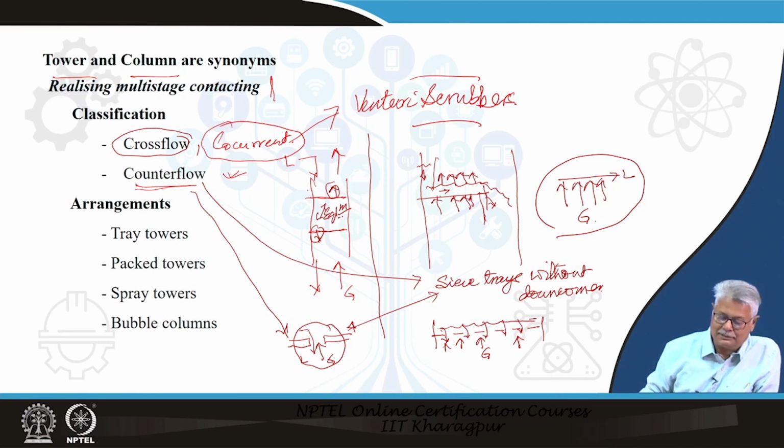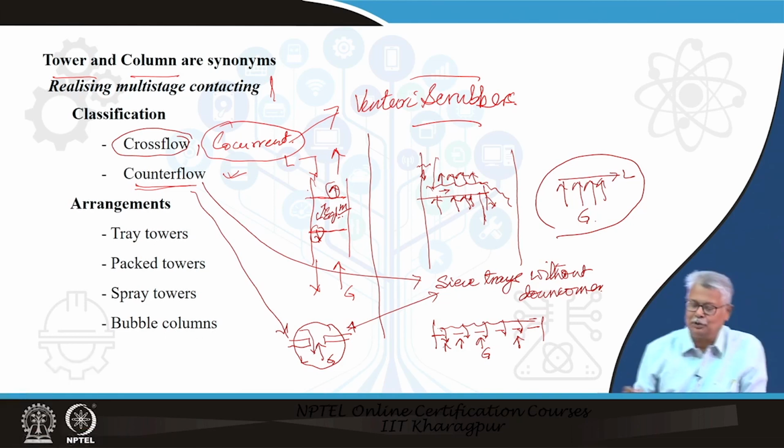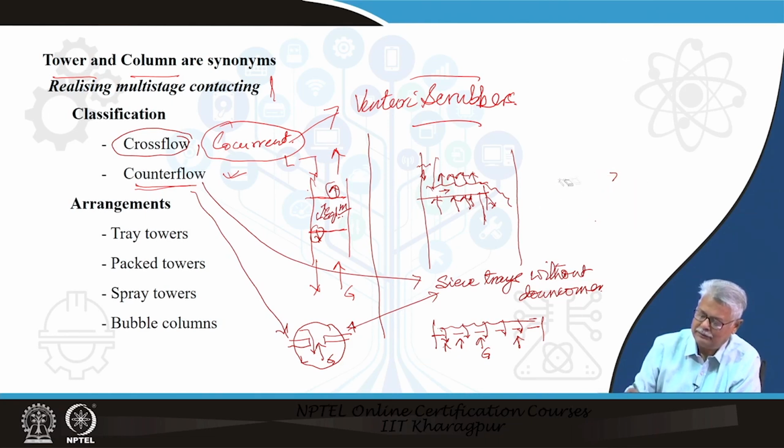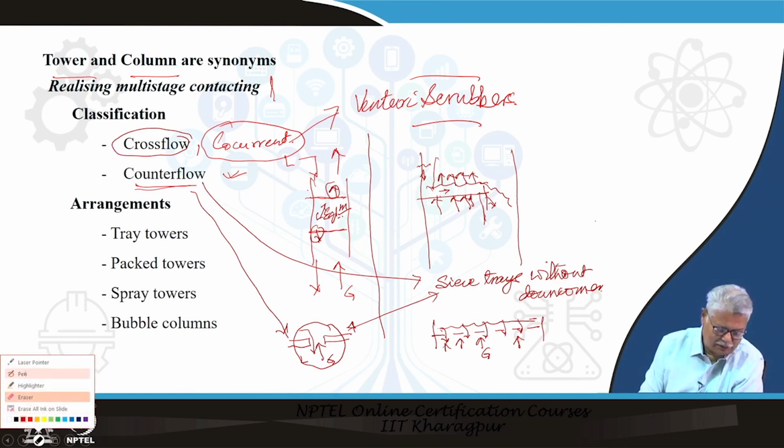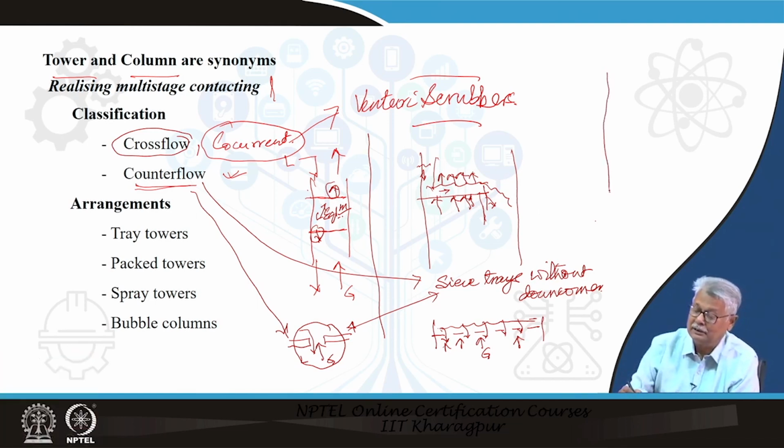Now, the question comes that if this be the case, how do we manage in case we have to have a counter flow arrangement? If we really have to have a counter flow arrangement, how do we achieve it in a tray? This is done also in a very nice way. You have one tray here, you have a second tray here. You have a downcomer which comes down.